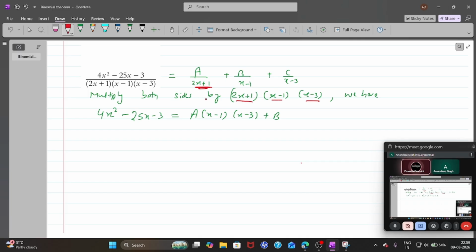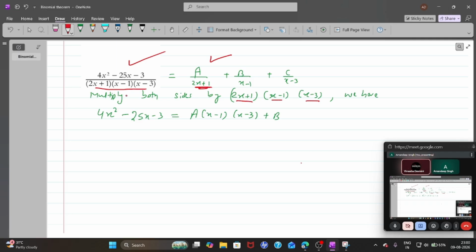I don't understand, what do you mean by both sides? What two sides do we have? This is the left hand side and this is the right hand side, right? Oh, okay. So I'm multiplying the three factors on both the sides.